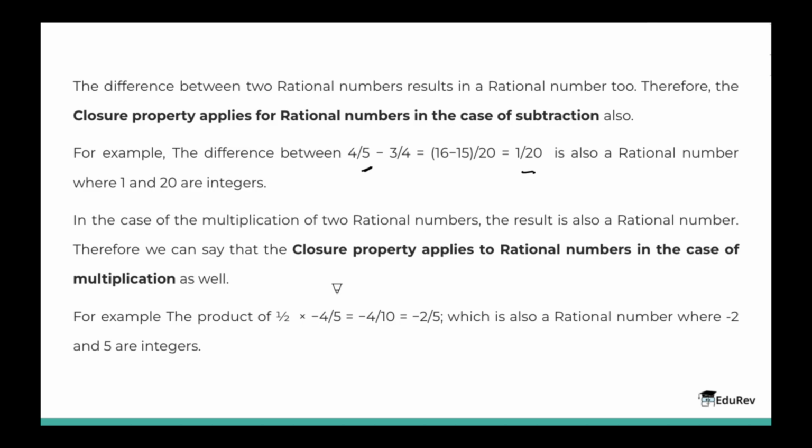A very good example is on your screen, that is half into minus 4 by 5 is nothing but minus 4 by 10, that is minus 2 by 5. And this obviously is a rational number because minus 2 and 5 are integers, and obviously 5 is not equal to 0. So we can say that the closure property applies for rational numbers in the case of multiplication as well.